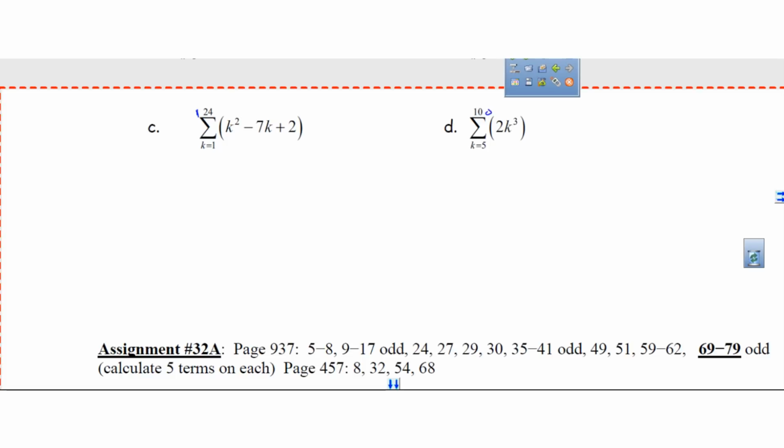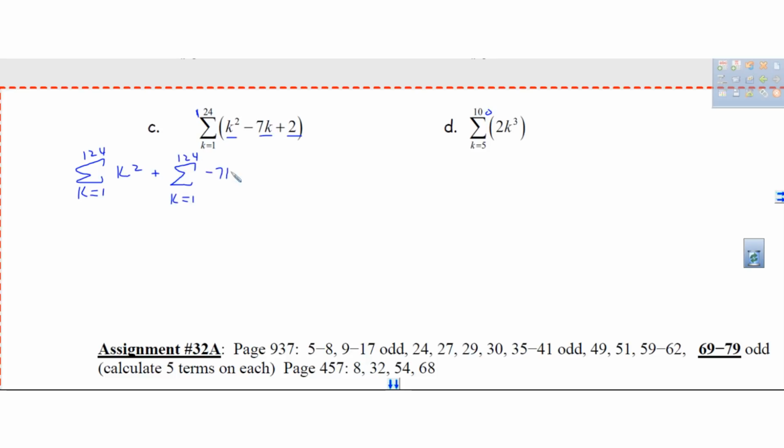Here we go. The only time you're going to use these formulas is if you're adding so many numbers together it would take you all day. Okay? Like this. So do you see how I have a term, and a term? Each of those terms is going to have a summation. So summation of k equals 1 to k equals 124 of k squared. Then you're going to do the next summation of k equals 1 to 124 of negative 7k, plus the third summation of k equals 1 to k equals 124 of 2.